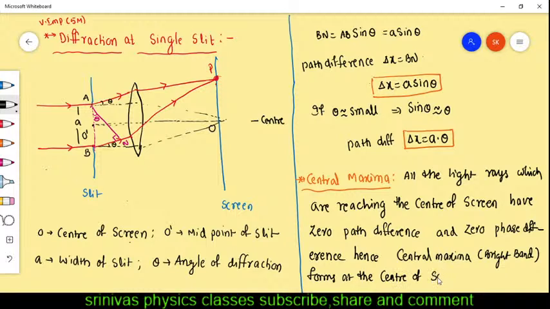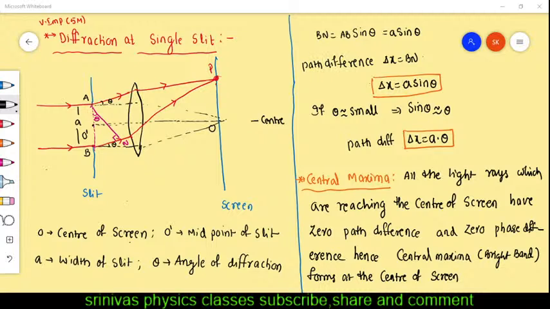At the center of the screen, what we are telling here: the light rays which are reaching the center of the screen. You see the picture, this is the center of the screen. The rays reaching the center of the screen have a zero path difference. They traveled the same distance, that's why the path difference is 0. Path difference 0 means phase difference 0.